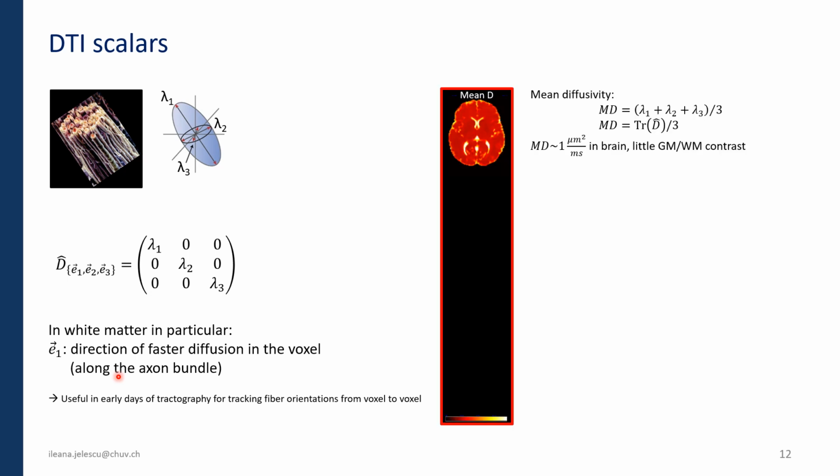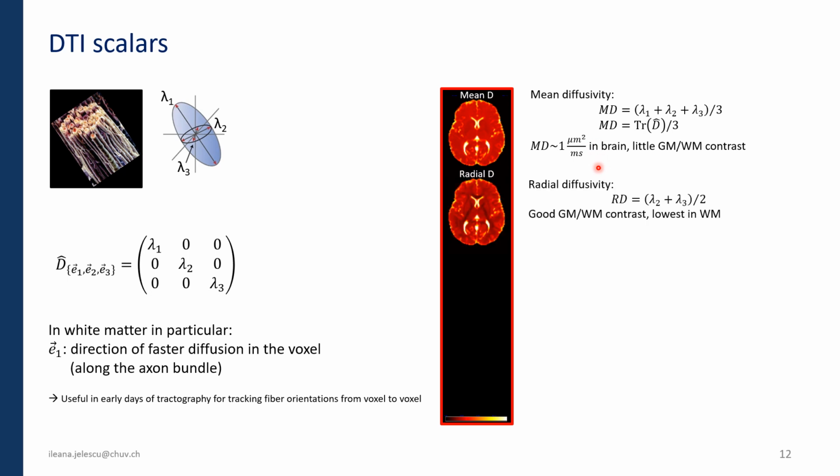We can also consider the 3 eigenvalues and then derive some scalars from it in order to come up with quantitative parametric maps. For example, we can calculate mean diffusivity, which is none other than the mean of the 3 eigenvalues. And remarkably in brain, actually, this MD contrast gives us little gray to white matter contrast. Roughly, mean diffusivity is pretty much 1 micrometer squared per millisecond everywhere in the brain.